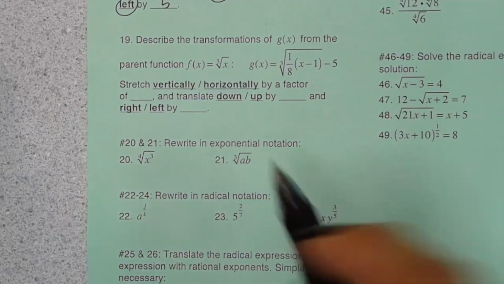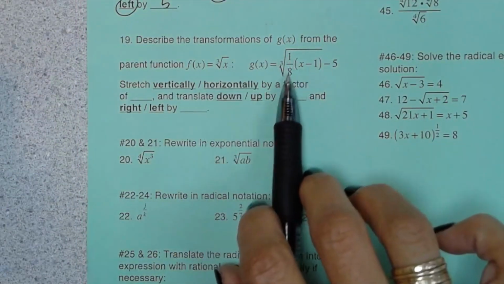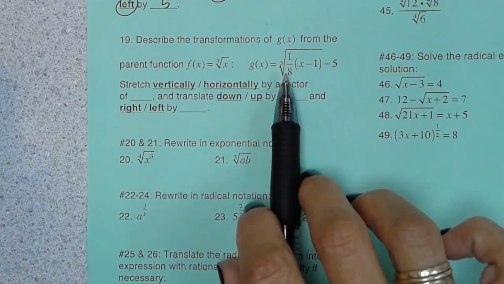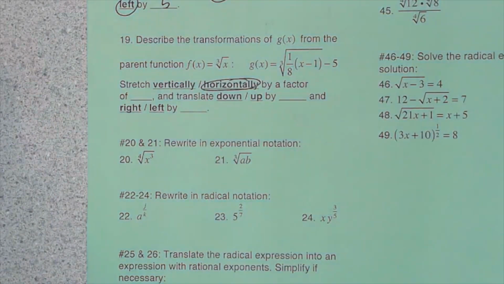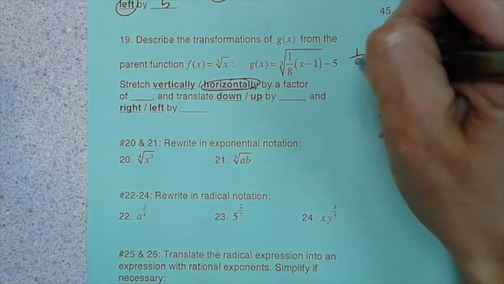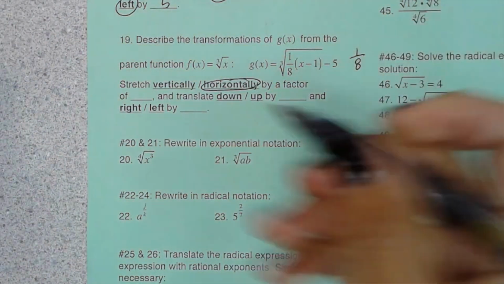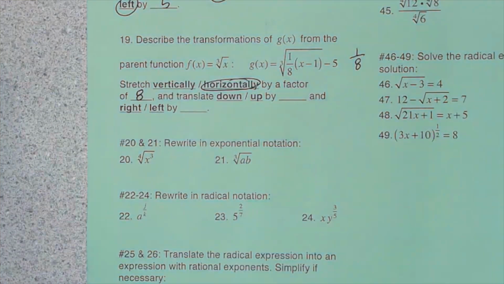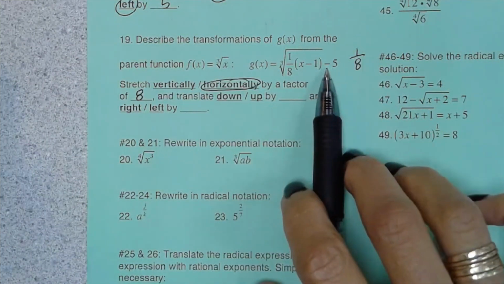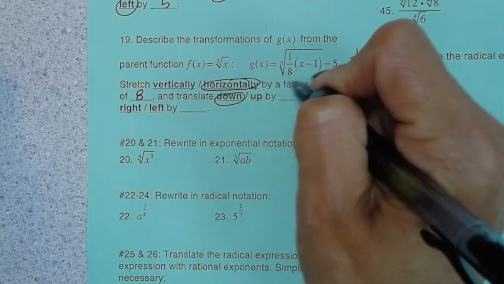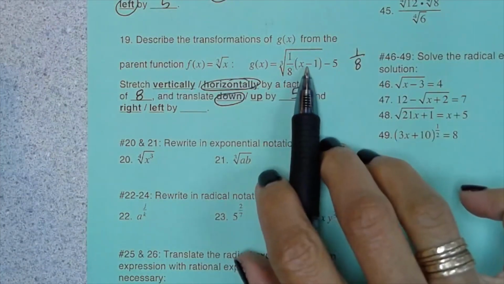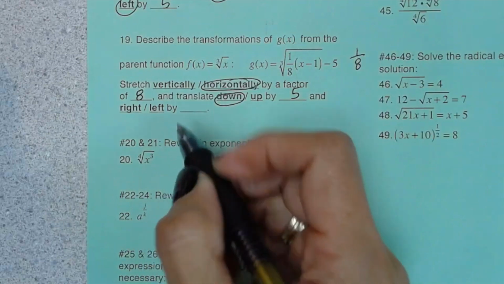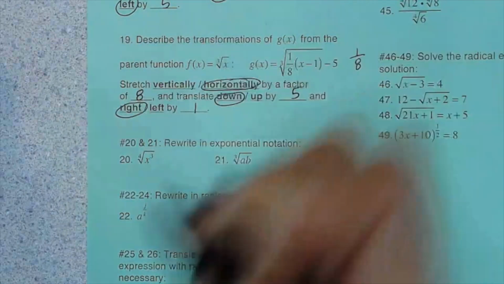Number 19, we have the 1/8 underneath the radical, so that's going to be a horizontal stretch. And because it's 1/8, you're going to take the reciprocal, which makes it a factor of 8. At the end, it says -5, so that's a down by 5 units. And then underneath the radical, it says x minus 1, so that's going to be a right by 1.